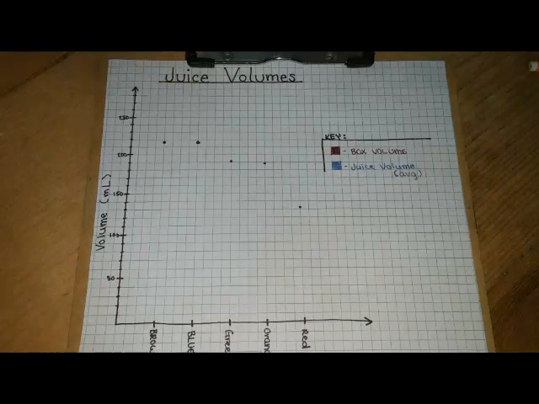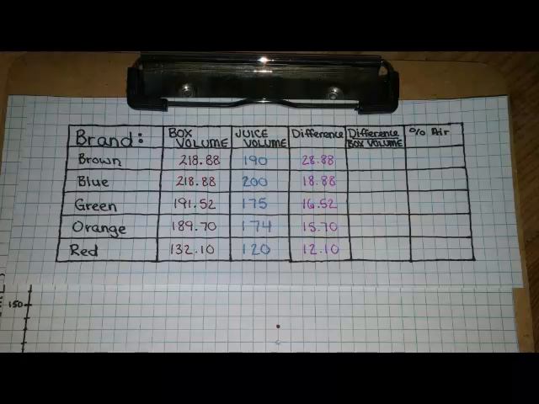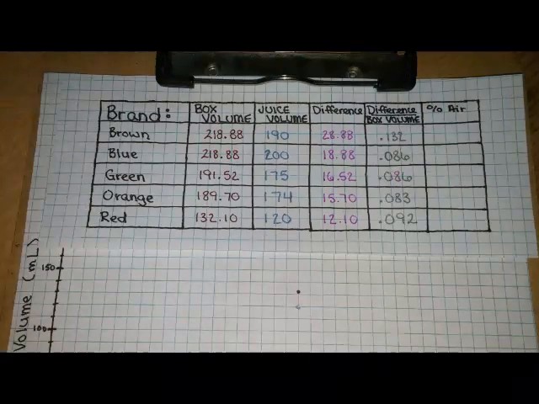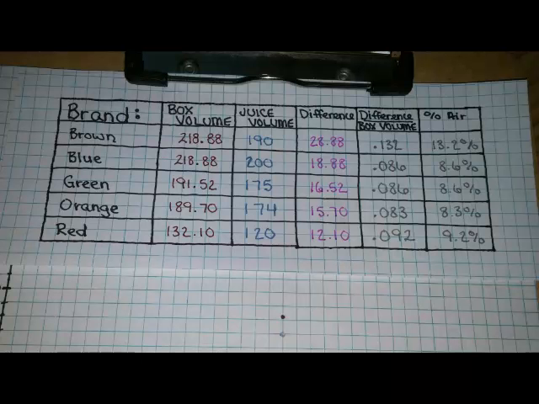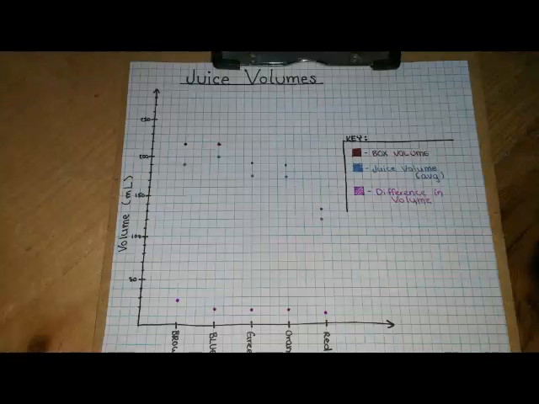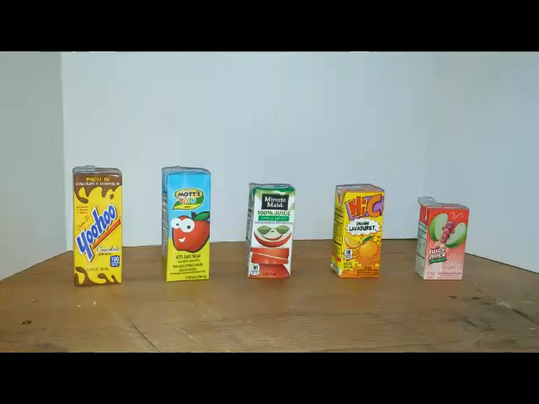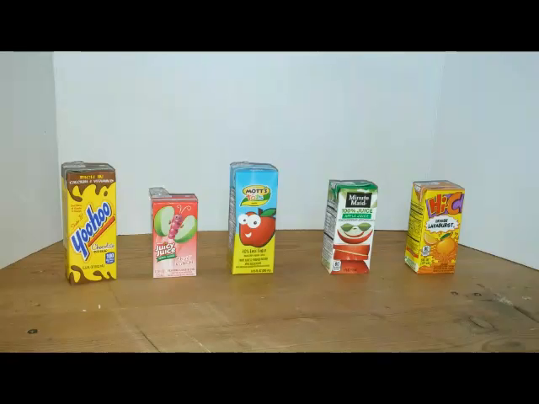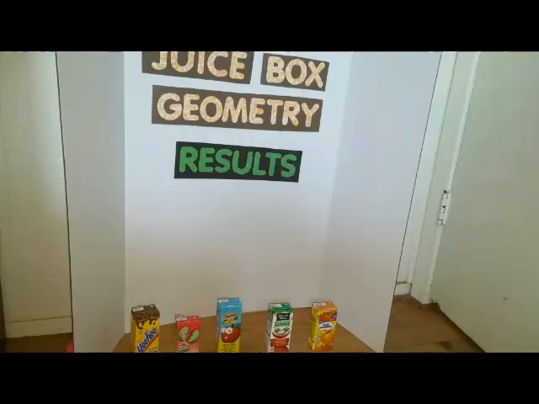Now that we have our volumes, we can add it to our chart. And I apologize for the side pictures. And we can make a table. Using the table, we can come up with the difference between the two volumes, and then we can find our percent difference. And the percent difference will give us how much air per volume is in the boxes. This is the original order of the juices compared to the size of the box. This is the order compared to how much juice is inside.